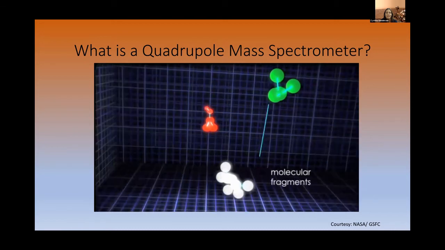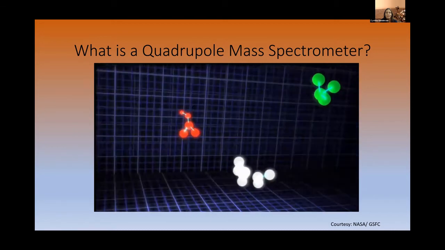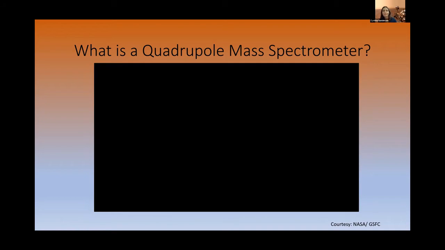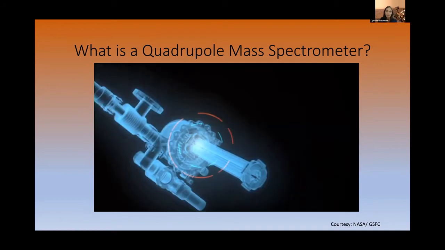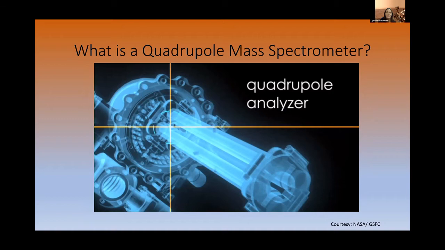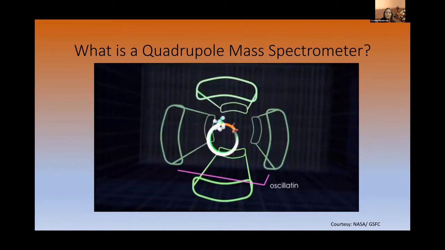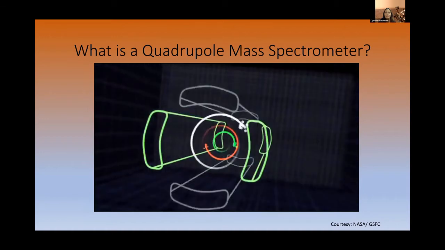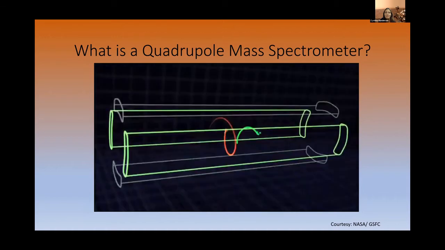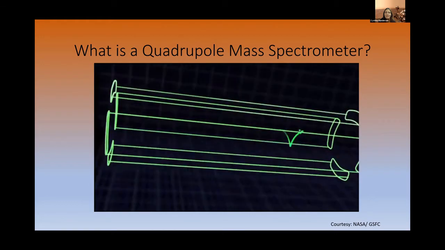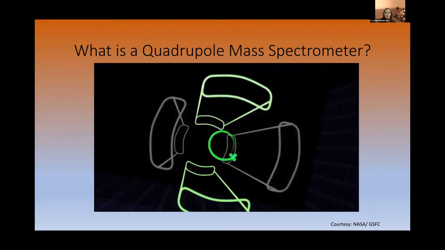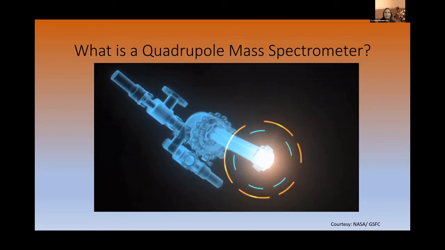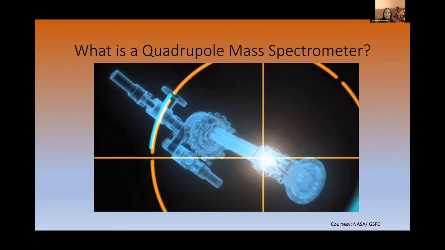Next the fragments enter what's called the analyzer. Here they're separated based on their mass. Then the analyzer is tuned so that only the fragments we want to see make it through. Everything else flies off in a different direction. After this, the fragments hit another subsystem called a detector, and scientists record the data.